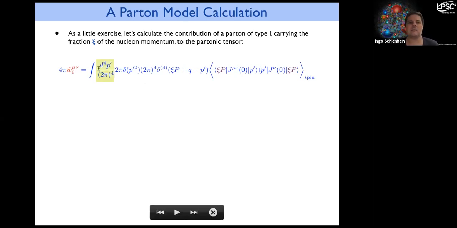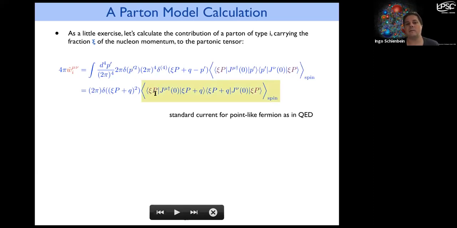So then let's evaluate the d4p'. We use the delta function here to make this integral trivial. And then we get a factor 2 pi. And the delta function of p' squared becomes this delta of (p plus q) squared.